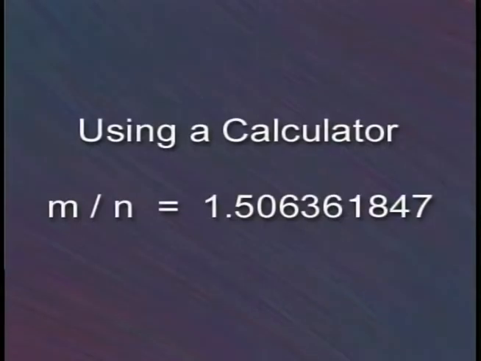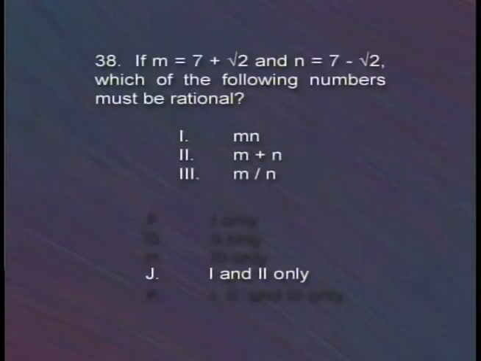If you use a calculator to divide m by n, the result should be 1.506361847, and so on, a non-repeating decimal. This result also indicates that the expression is not rational. Roman numeral 3 doesn't work. Thus, the correct answer is J. Only 1 and 2 are rational.